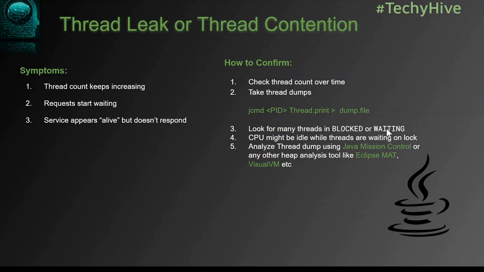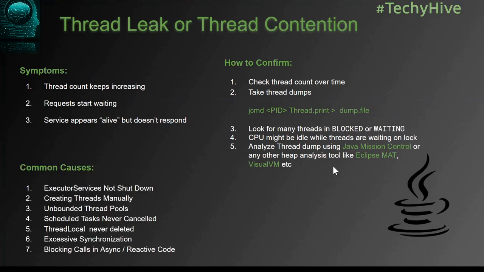Sometimes it happens that there is a deadlock and threads are waiting for each other. CPU might be idle while threads are waiting on the lock. Analyze the thread dump using Java Mission Control or any other analysis tool like Eclipse MAT or Medium. So check to find out the deadlock or the number of threads in blocked state or waiting state. Use a Java profiling tool like JMC or any other tool and see what's going on with the threads.